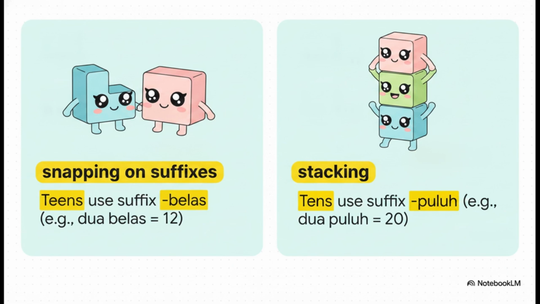3 is tiga, so 13 is tiga belas. Now, to make a tens number, like 20, 30, or 40, you take the base number and add puluh. So 20 is dua puluh, and 30 is tiga puluh. Want to make a compound number, like 25? You just stack the tens and the units. Dua puluh plus lima makes dua puluh lima. It's incredibly straightforward and directly mirrors the structural logic of languages like Vietnamese.